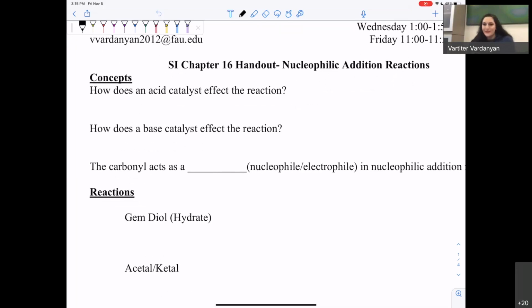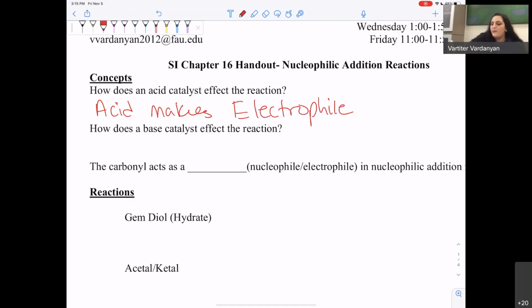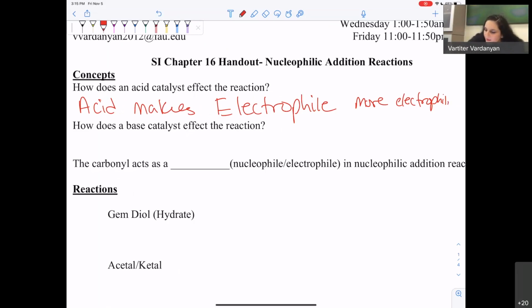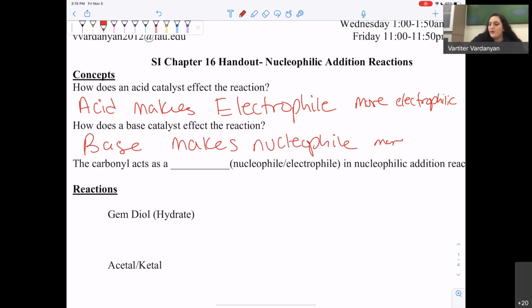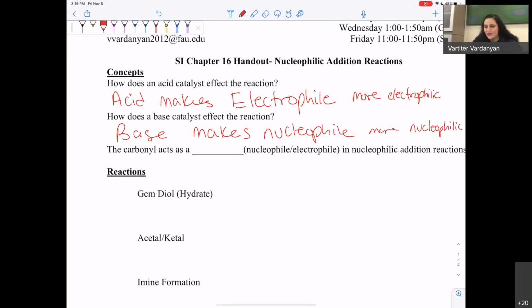All right. So, first things first, if you're one of my students and you've been to my SI sessions, I hope you're able to do this in your sleep. An acid catalyst affects a reaction by making the electrophile more electrophilic. Ta-da. And the base is going to do the opposite. It's going to make the nucleophile more nucleophilic.